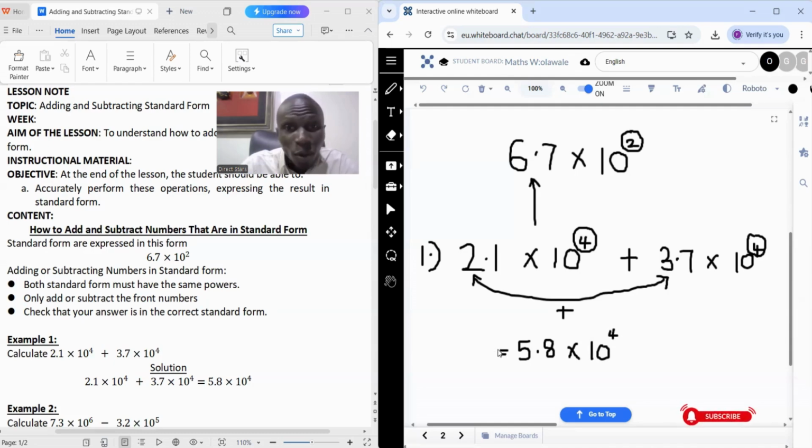So finding the sum of 2.1 times 10 raised to the power of 4 plus 3.7 times 10 raised to the power of 4, we're going to have an answer of 5.8 times 10 raised to the power of 4.